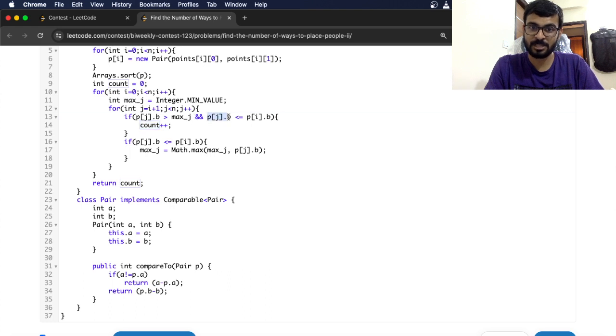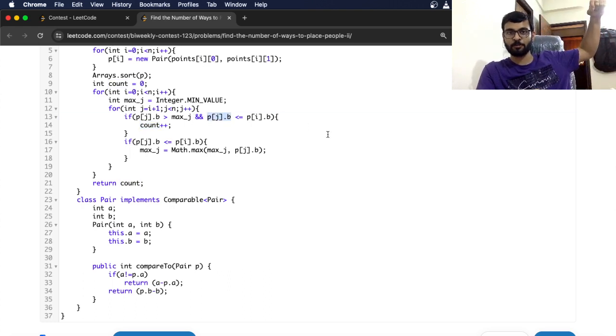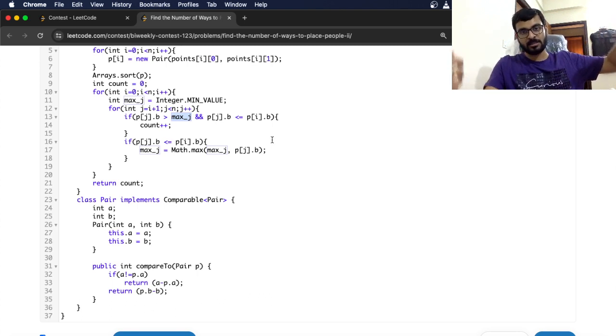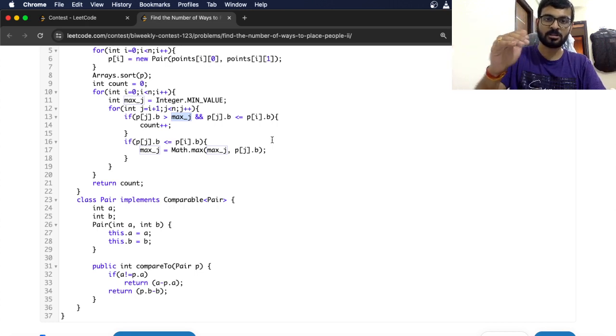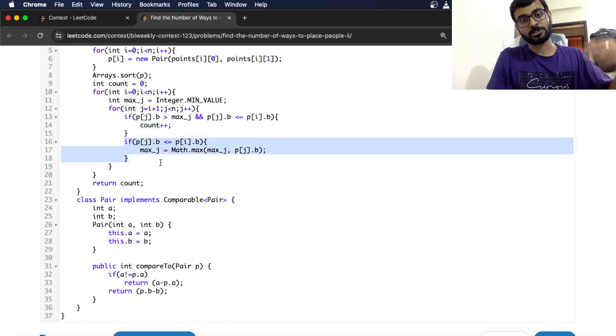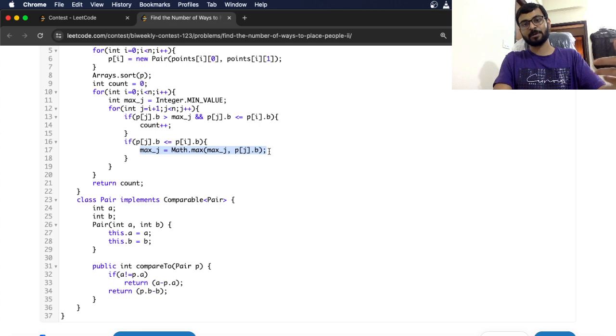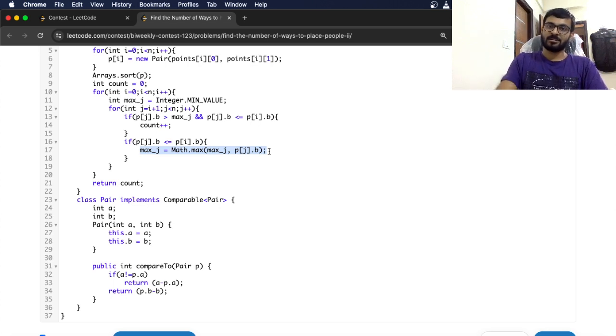This basically means that the new point is lying below the starting point, and no other intermediate points are actually above the new point's y coordinate. They are not above the j point. So then I'll increase the count, and after that I will include this j point also in my max j. If your j point is below the line, then include it in the max j. Max j is equal to the maximum of the max j and this current point's y coordinate. That's it. Finally I will return the count.